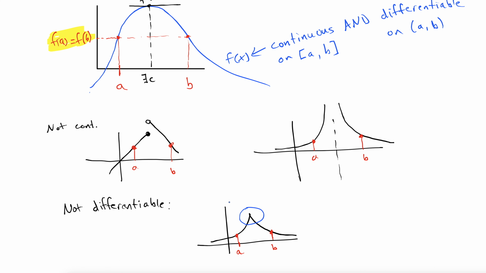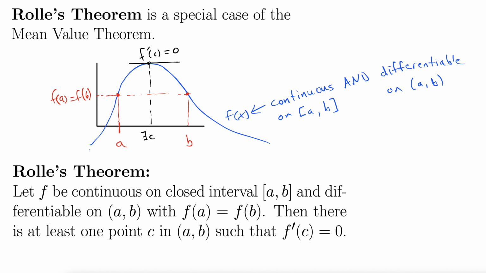Let's look at the theorem in more detail. Let f be continuous on the closed interval [a, b] and differentiable on the open interval (a, b) with f of a equals f of b. Then there is at least one point c in the open interval (a, b) such that f prime of c equals 0. So this theorem in words is essentially saying the same thing that we said with the picture.